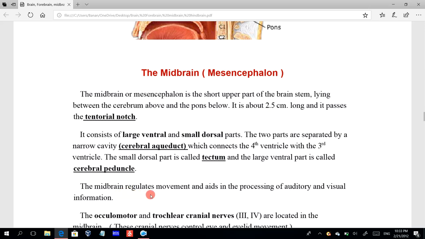The midbrain regulates movement and aids in the processing of auditory and visual information. So the midbrain regulates movement, motor movements, and also aids in the processing of auditory and visual information.